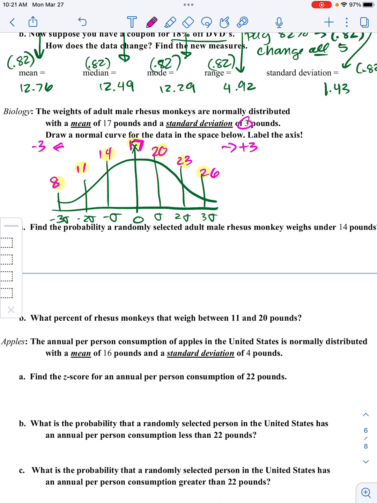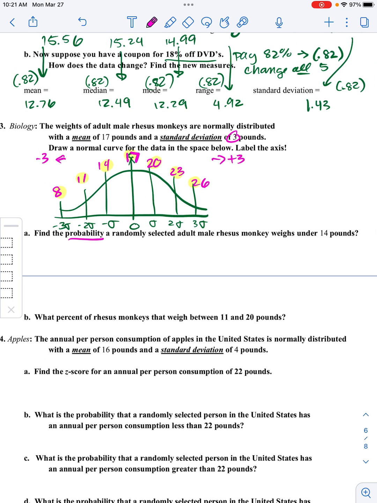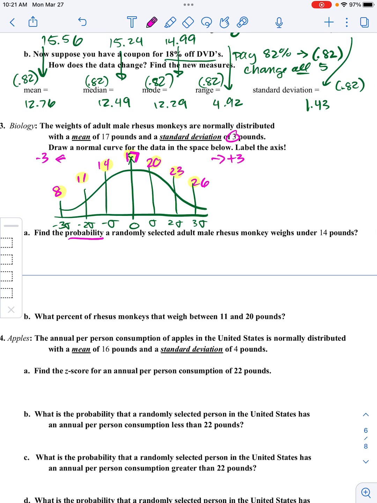So here, find the probability. So that's going to mean a decimal, not a percent. A randomly selected adult weighs under 14 pounds. So to me, here's 14, that's on the bar, so I can just use the chunks, and under means less than, so it's this chunk, this one, and then that little sliver up to the left of that. So I look on my pink card, this one's 0.15, this is 2.35, and this one's 13.5.